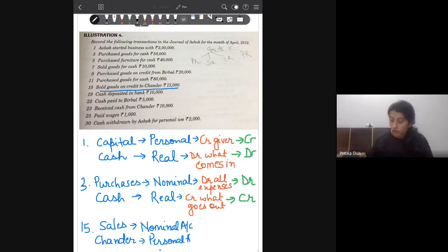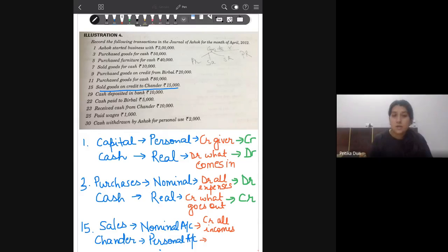We now apply the rule for nominal account: debit all expenses, credit all incomes. And for personal account, the rule is debit the receiver, credit the giver. Chandar here is receiving the goods. So we debit the receiver. So again we can identify that sales account needs to be credited and Chandar account needs to be debited.